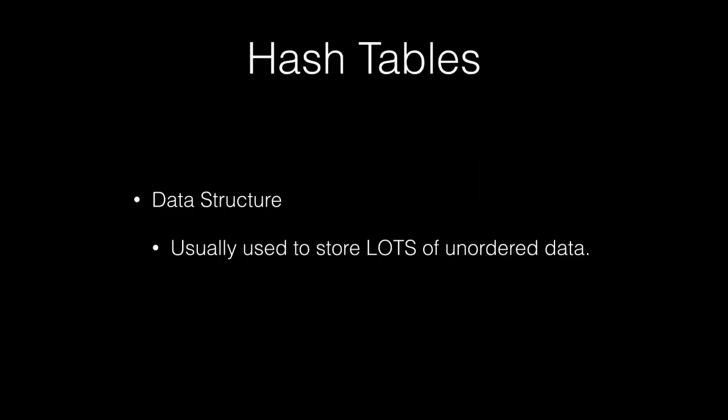Now, a hash table is just a data structure, but what's important about this data structure is it's usually used to store lots and lots of unordered data, and in lookup, we can access that data in constant time. Some examples of the kind of data that we may store using hash tables might be names and phone numbers, URL data, names and social security numbers, cars and registration numbers.